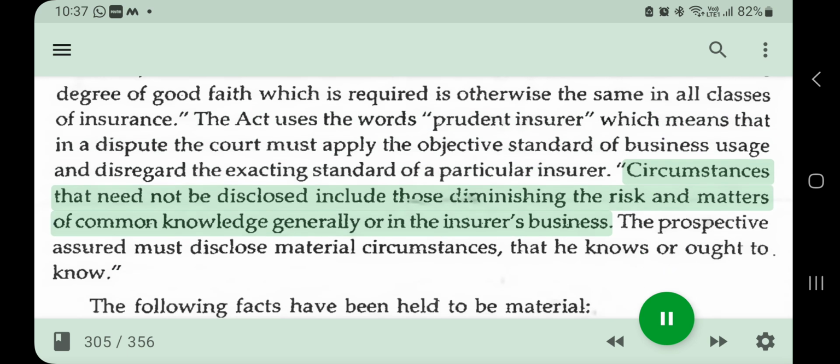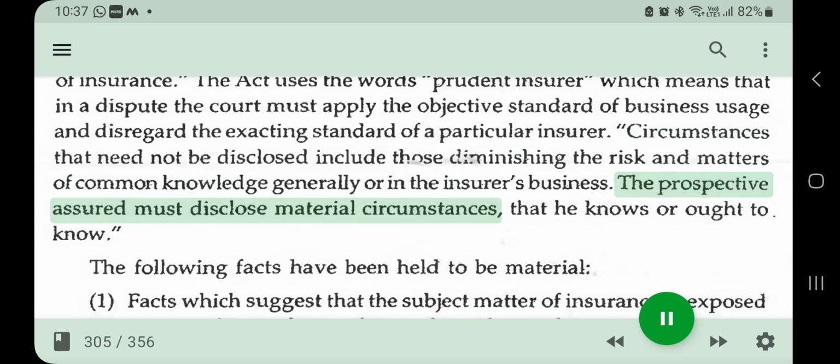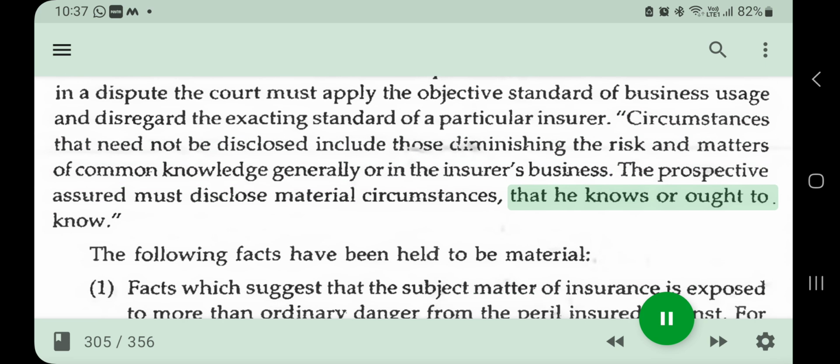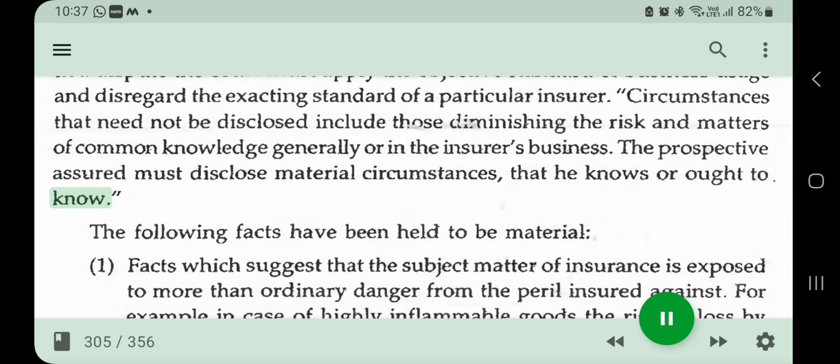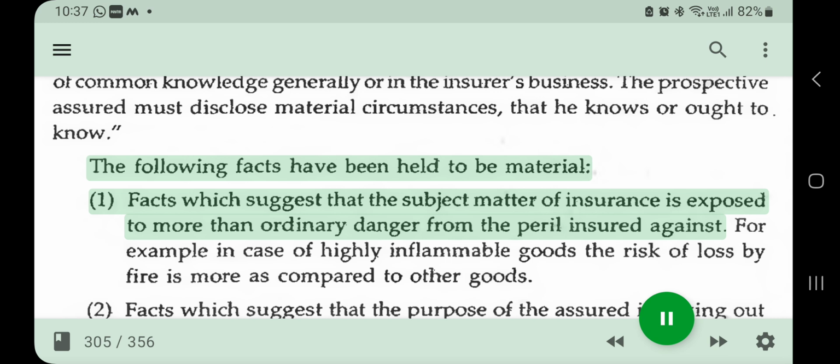Circumstances that need not be disclosed include those diminishing the risk and matters of common knowledge generally or in the insurer's business. The prospective assured must disclose material circumstances that he knows or ought to know. The following facts have been held to be material.